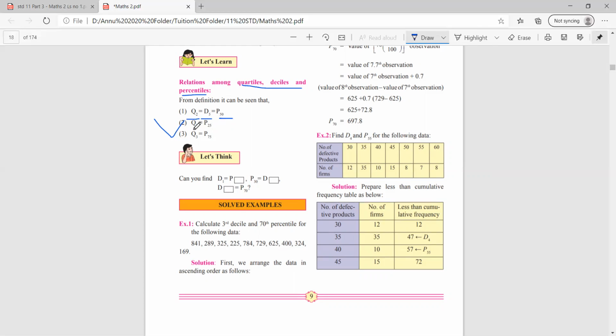In a similar manner, the first quartile is equal to P25, the 25th percentile. Similarly, the third quartile is equal to P75. You can keep these relations in mind and solve the sums. So moving forward with the topic, class, we'll start with our exercise 1.2.